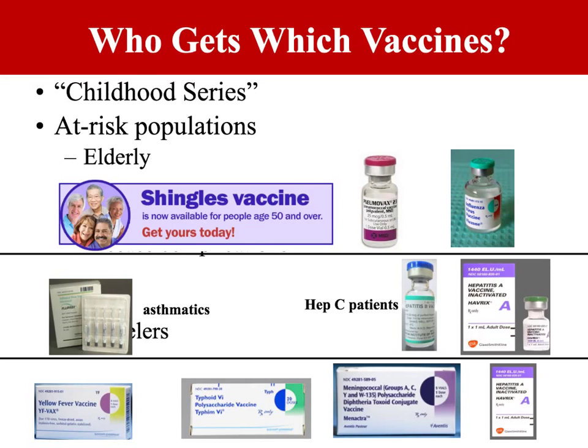Okay, who gets which vaccines? Again, we have the common childhood series. That would be your pertussis, your diphtheria, your tetanus, polio, measles, mumps, rubella, all those guys that are causing diseases that we think about as something that we don't ever see anymore, except that now we see them again because of vaccine lapses. The childhood series at this point now includes varicella zoster, so protection against chickenpox. It also includes Haemophilus influenzae B. It also includes hepatitis B.